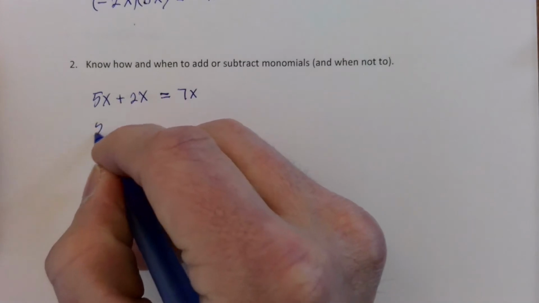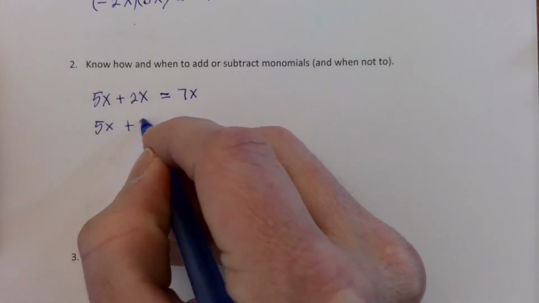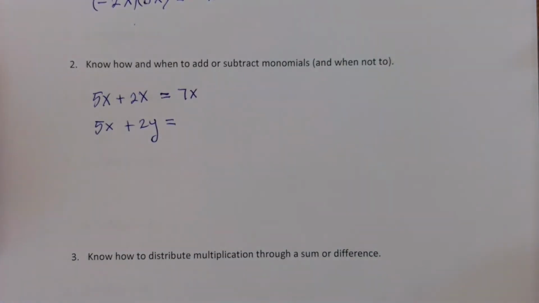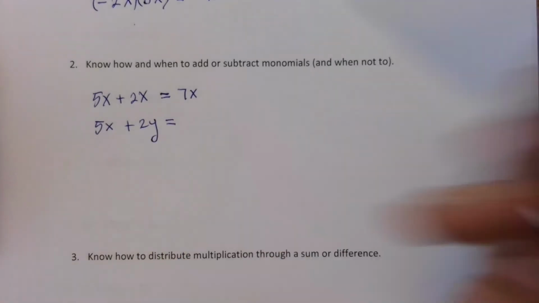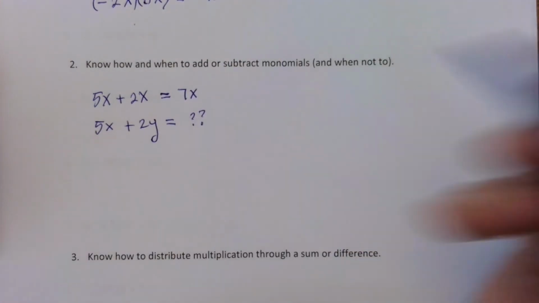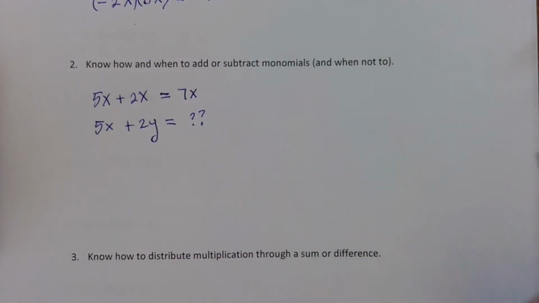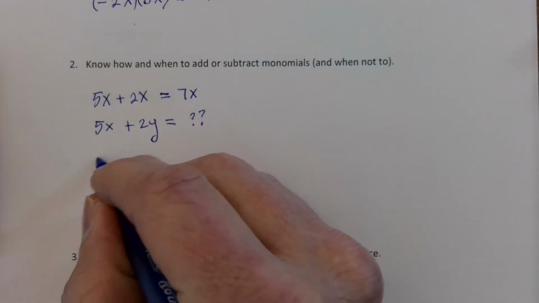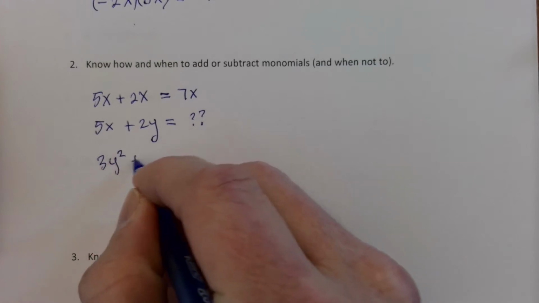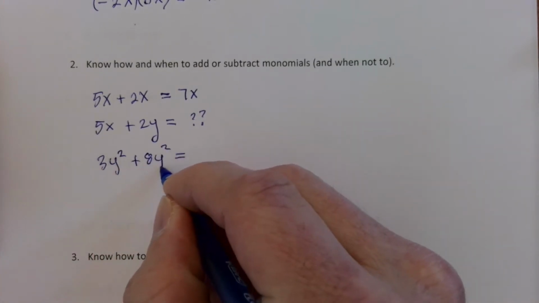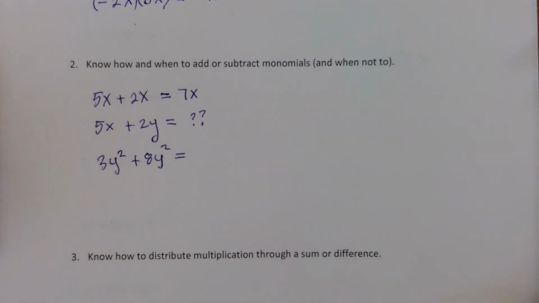If I ask you to add 5x and 2y, I'm asking you to do the impossible. Those can't be added. They're not what we call like terms. So one of the rules is you have to have the same variable. Another rule, though, is that you also have to have the same exponent if there happens to be an exponent. So if I have 3y squared plus 8y squared, I can go ahead and add these. They both have y, and they both have the same exponent of 2.